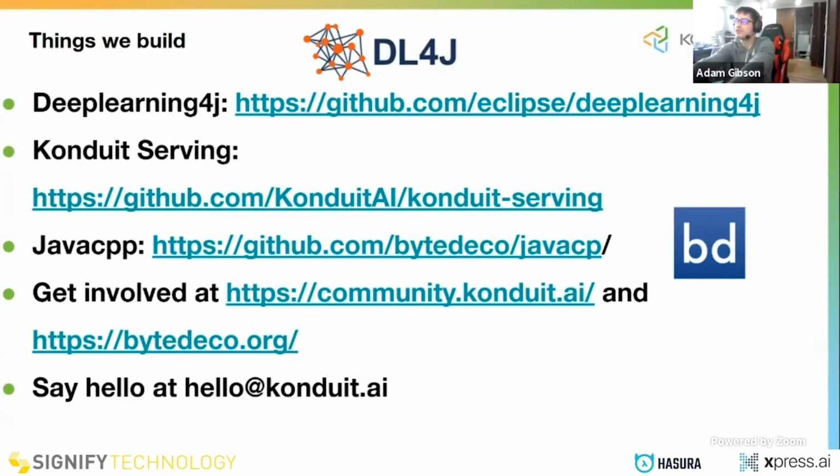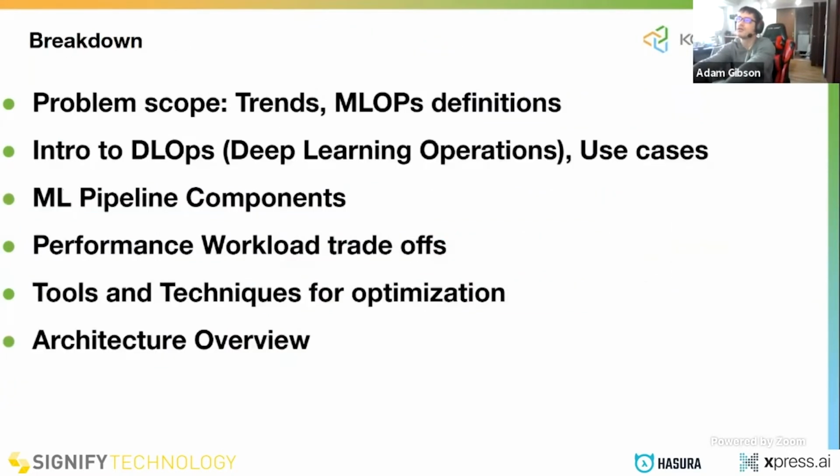That could include serving models, packaging end-to-end applications, or even just running very fast numerical code or HPC code in a Spark environment. There are a lot of different use cases there. If you have any questions, reach out at hello@konduit.ai.